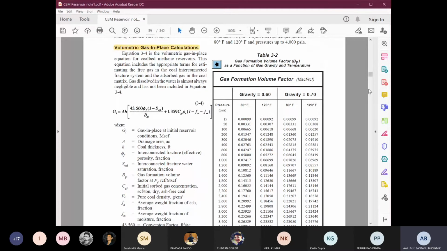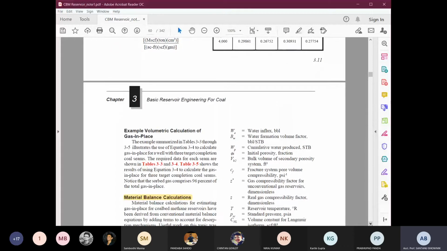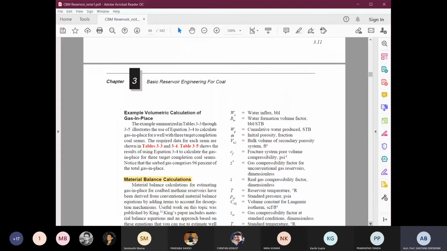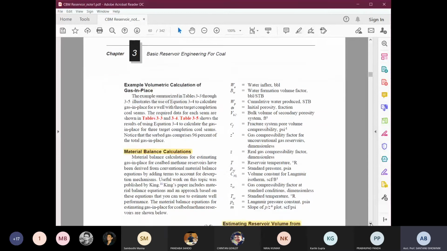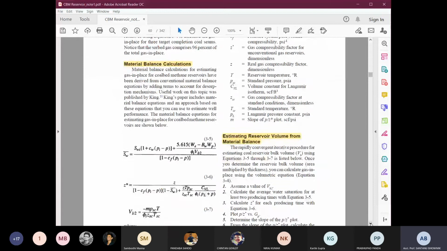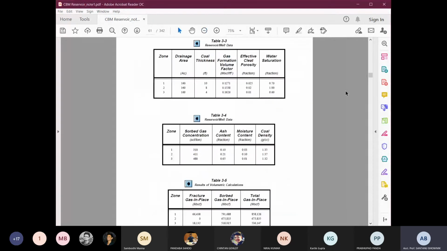Next consideration: in this data they have also given some data, in the earlier tables or maybe in the next table, about the field data for the volumetric calculation. You can see that based on different zones they have calculated the drainage area, the coal thickness, the formation volume factor, the cleat porosity or fracture porosity, and then the water saturation.